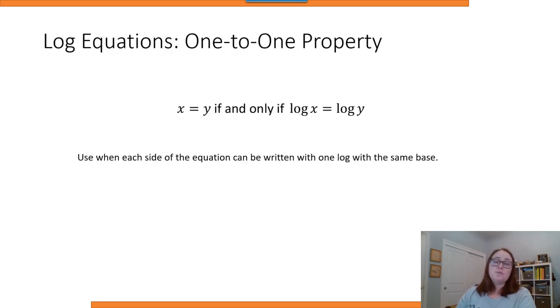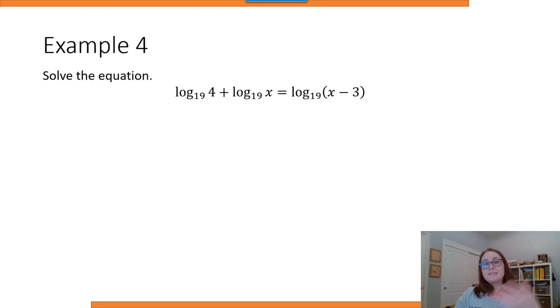Another option is to use a one-to-one property. So again, if log of x equals log of y, then x equals y. So this is great if you can take both sides of the equation and write them as a single log with the same base. For instance, here, got a lot more logs than we were dealing with in the last one, and there's x's showing up in multiple logs. I've got log base 19 of 4 plus log 19 of x equals log 19 of (x minus 3). And so converting to exponential, not really an option here because there's just too much stuff going on.